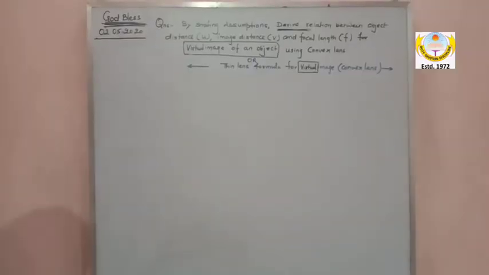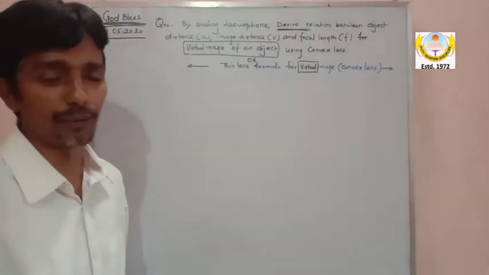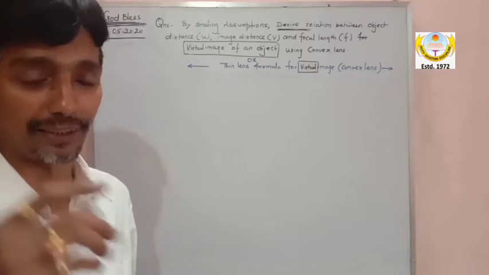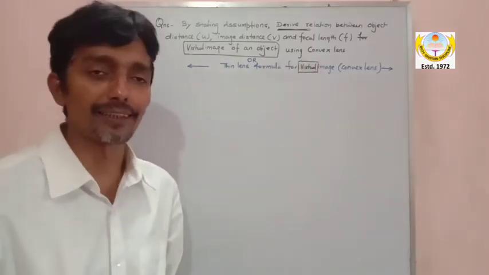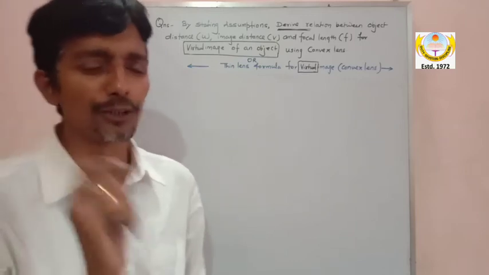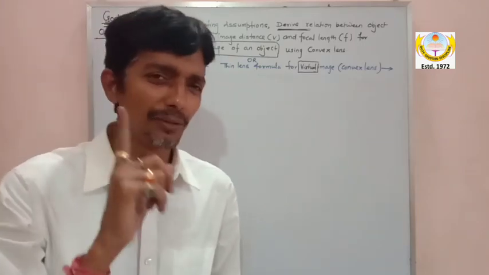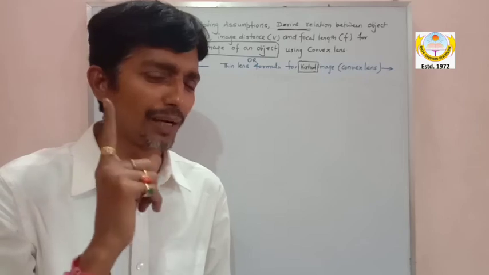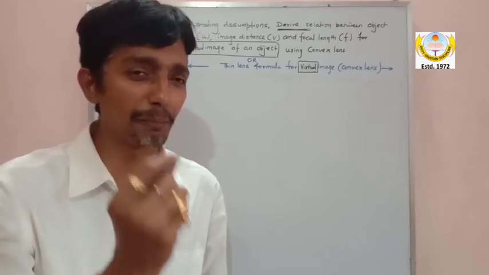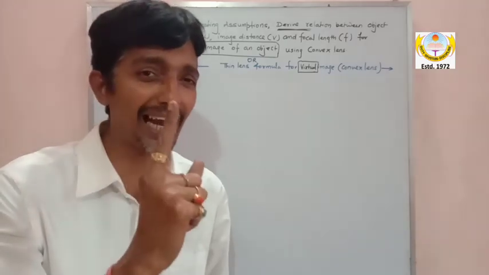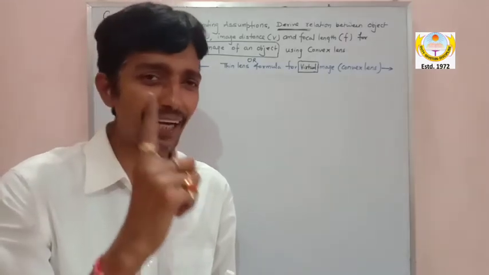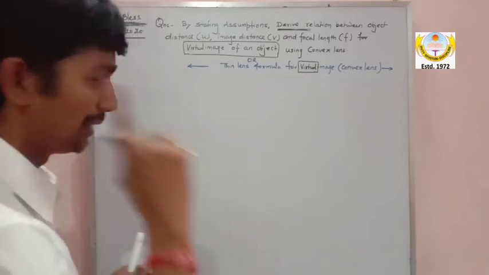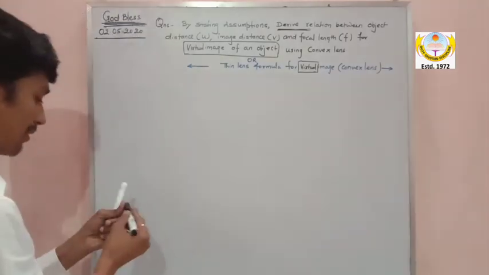Now my dear, the same question, thin lens formula, but if they ask you to derive this formula for a virtual image using a convex lens, you have to take one small logic, my dear. From class 10th you all know that a convex lens forms a virtual image when the object is placed between focus and optical center. So use that common sense, and look at this diagram.